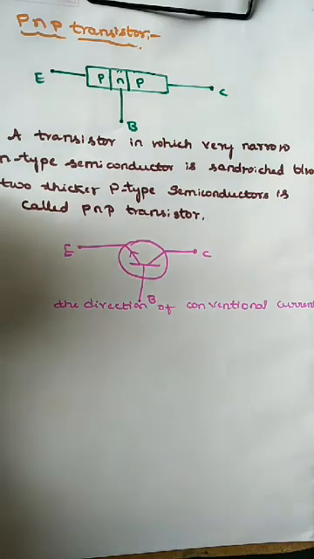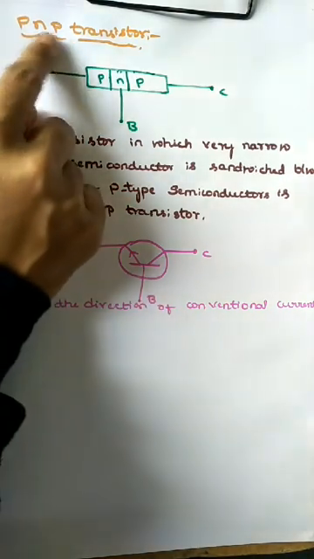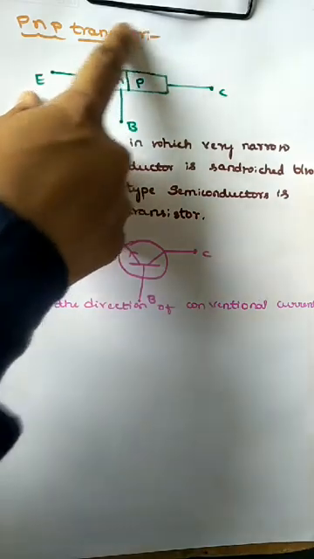So this is the NPN transistor, and the other one is the PNP transistor. In today's class we have discussed the transistor. A transistor is a three-terminal device: base, emitter and collector. There are two types of transistor, PNP and NPN. A PNP transistor has an N-type semiconductor sandwiched between two P-type semiconducting materials. An NPN transistor has a P-type semiconducting material sandwiched between two N-type semiconducting materials. That is the transistor.